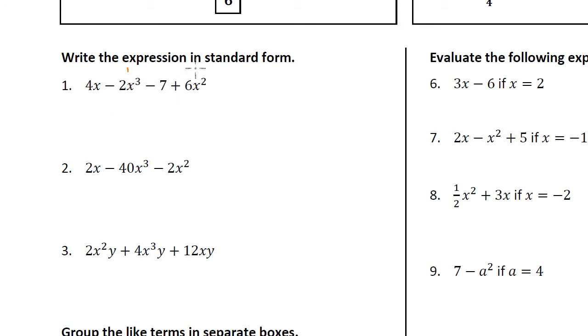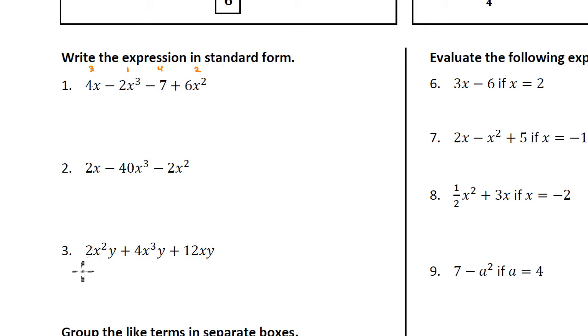Our second term will be the next exponent down, positive 6x squared. Our third term will be our next exponent down. Remember, this is actually x to the first power, so that goes third. And then our constant goes fourth. So rewrite that in that order. Check your answer key. The rest of these you can check out on your own.